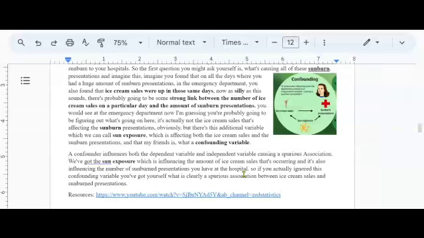A confounder influences both the dependent variable and independent variable, causing a spurious association. We've got the sun exposure, which is influencing the amount of ice cream sales that's occurring, and it's also influencing the number of sunburn presentations you have at the hospital. So if you actually ignore this confounding variable, you've got yourself what is clearly a spurious association between ice cream sales and sunburn presentations. Okay, did you understand this? Is it clear? Okay. Now we finish with the confounding.